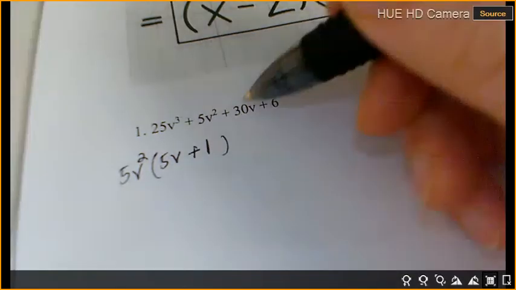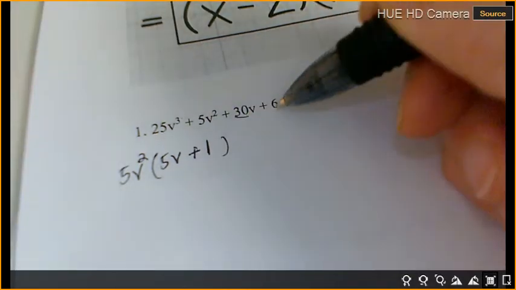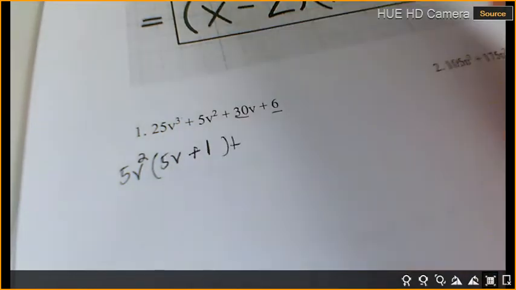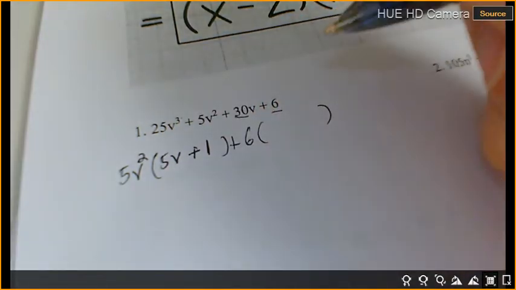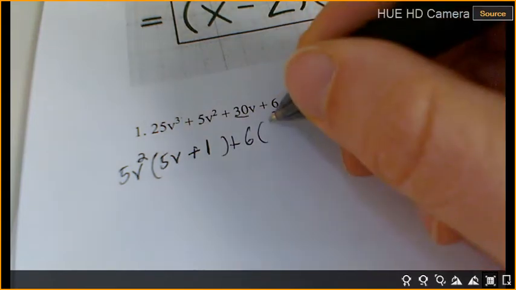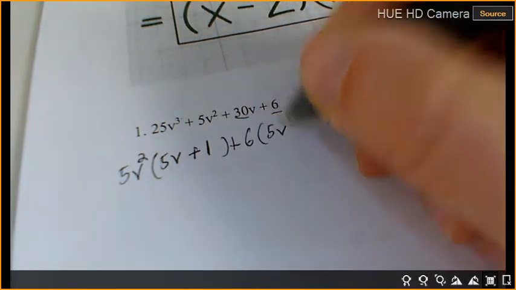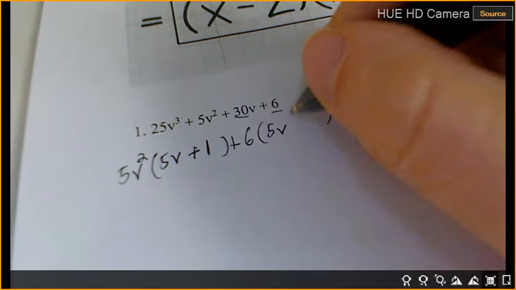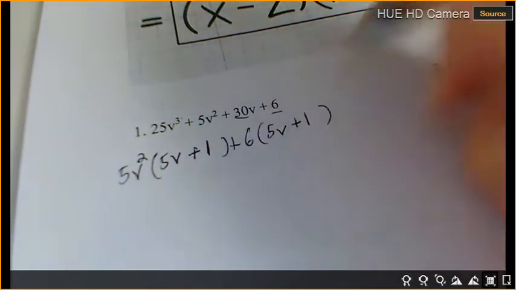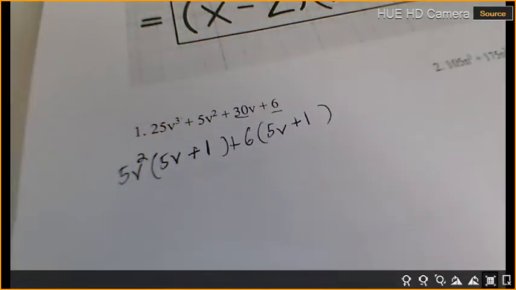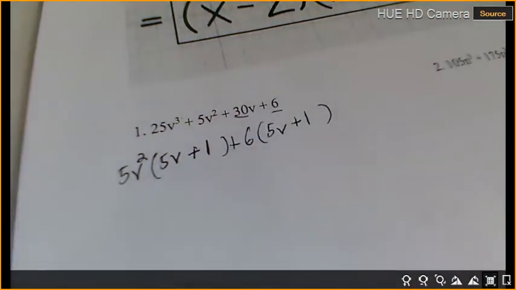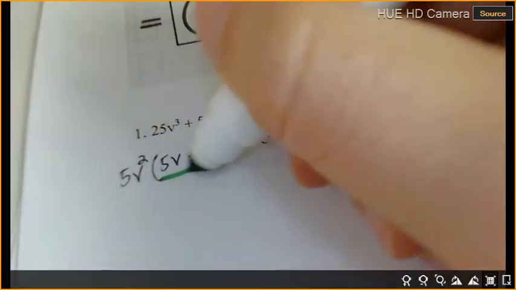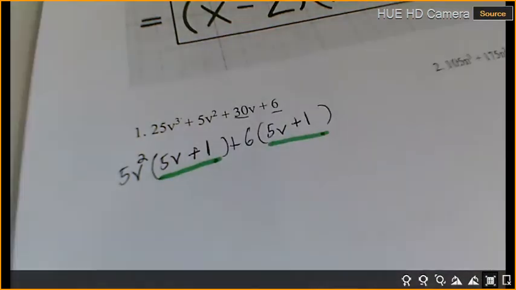What goes into both 30 and 6 evenly? 6. 6 times what is 30? 6 times 5, so we get 5v. 6 times what is 6? 1. Do you see that these two right here are the same?